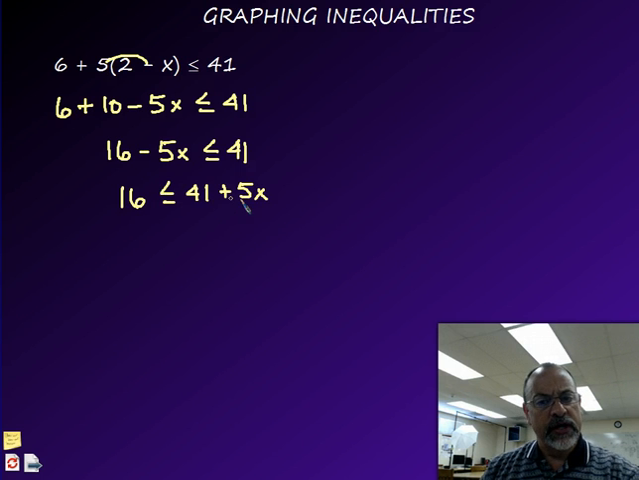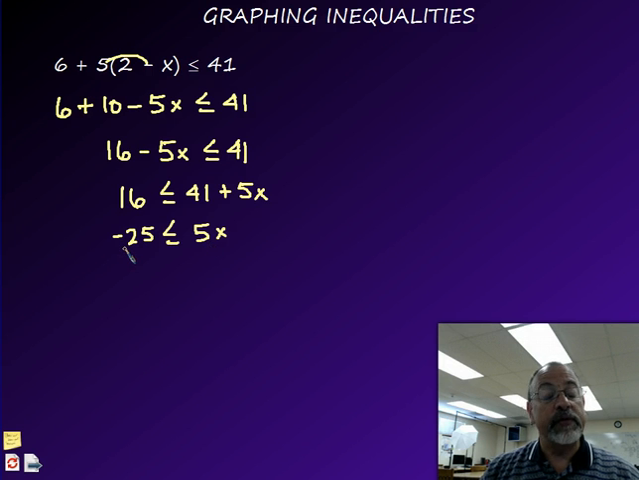So you can either keep the variable positive and then you don't have to worry about that rule, or just remember the rule. Either way. I'm going to subtract 41 from both sides, so that's going to give me negative 25 less than or equal to 5x. Now notice I'm dividing by 5. This is a negative, so do I reverse the inequality sign? I'm dividing by a positive number, so do I reverse it? No, I don't reverse it because this number is positive. It doesn't matter that this is negative. So x is greater than or equal to negative 5.